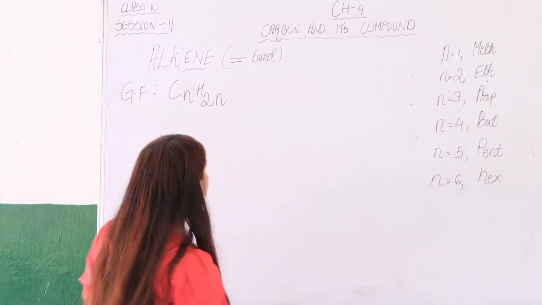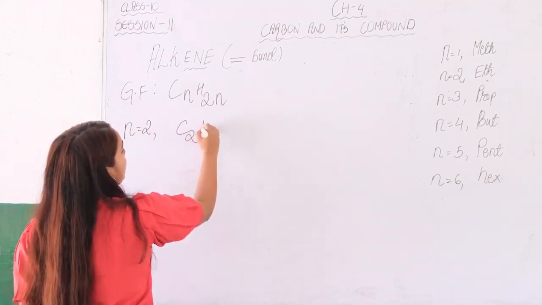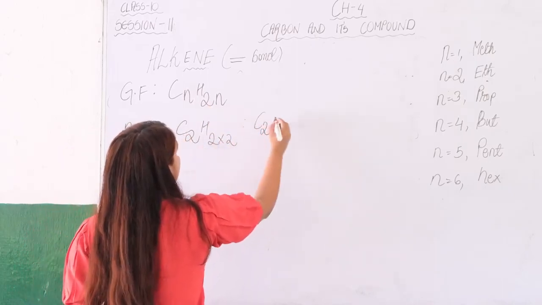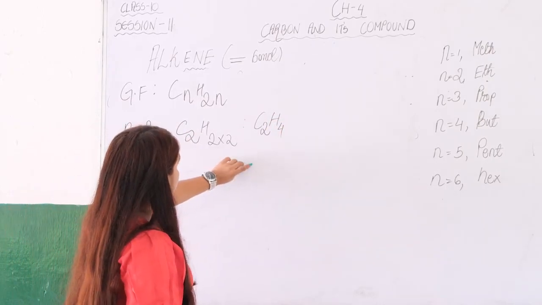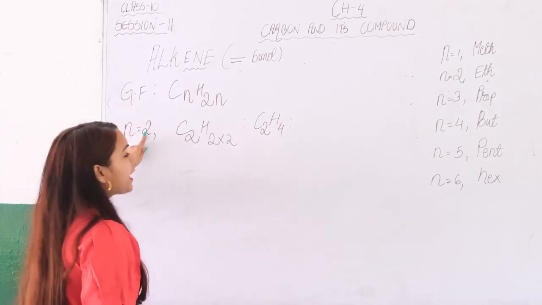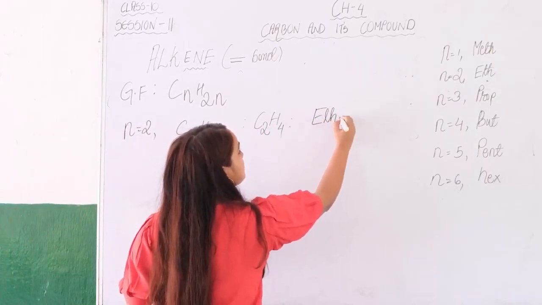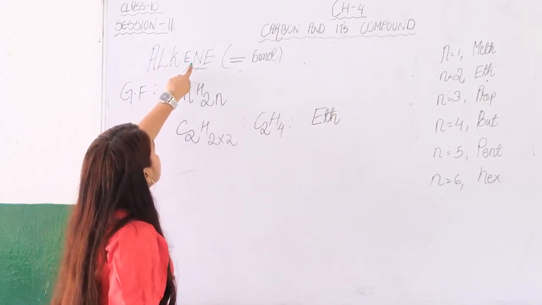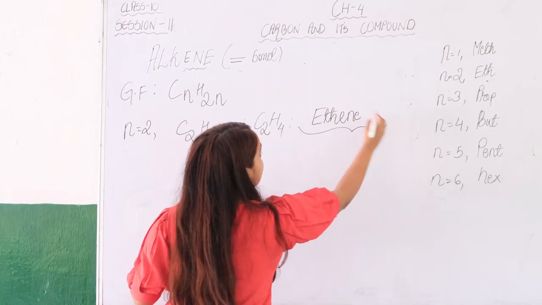Now let us see the members of alkene. For n equal to 2, C2H2 into 2, so it comes to be C2H4. Now, alkene C2H4, how can we name it? For n equal to 2, what is the prefix? "Eth" is the prefix. And for which category are we doing? We are doing it for alkene, so the suffix will be "ene". So the name will be ethene.